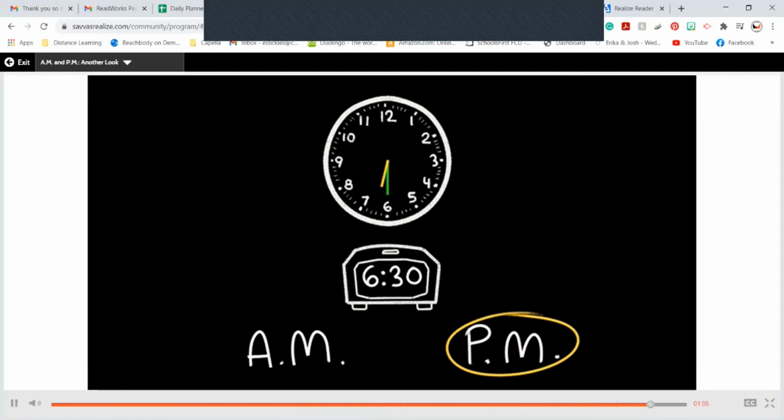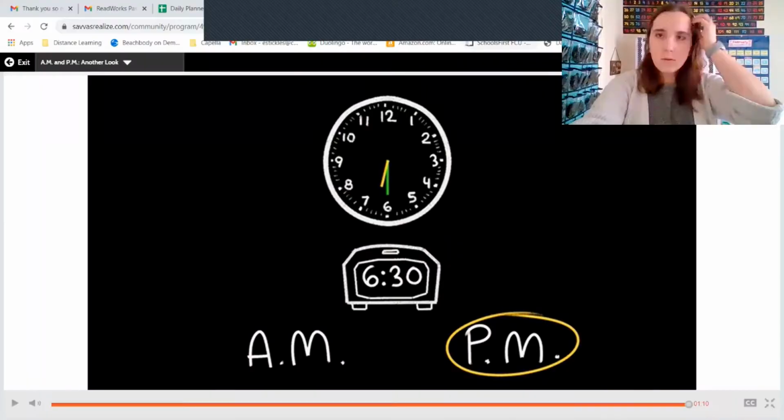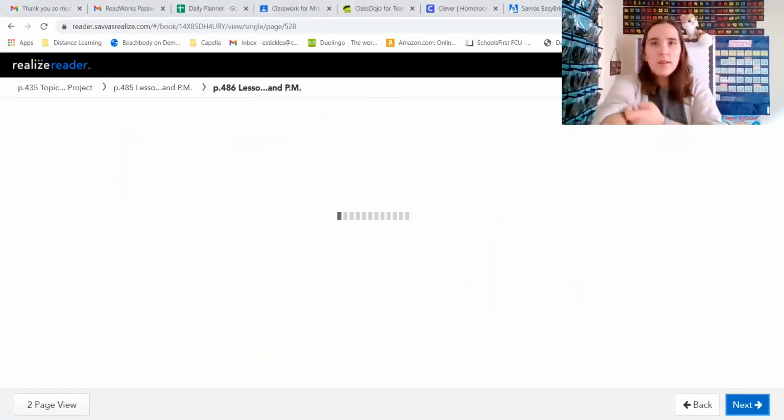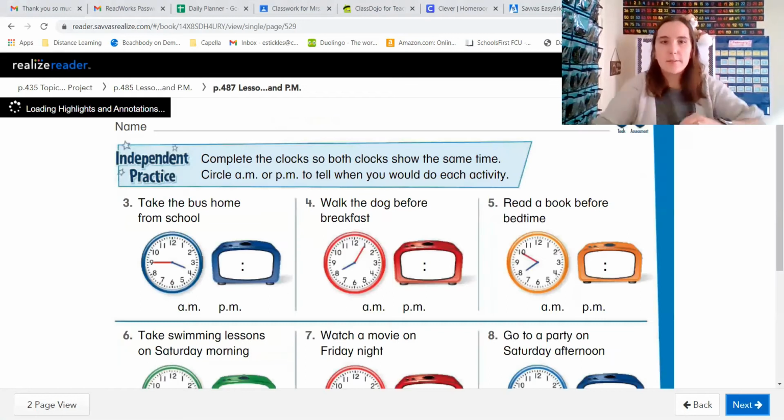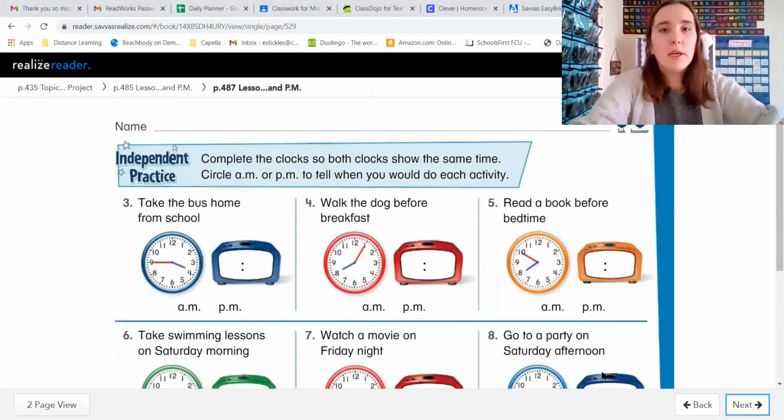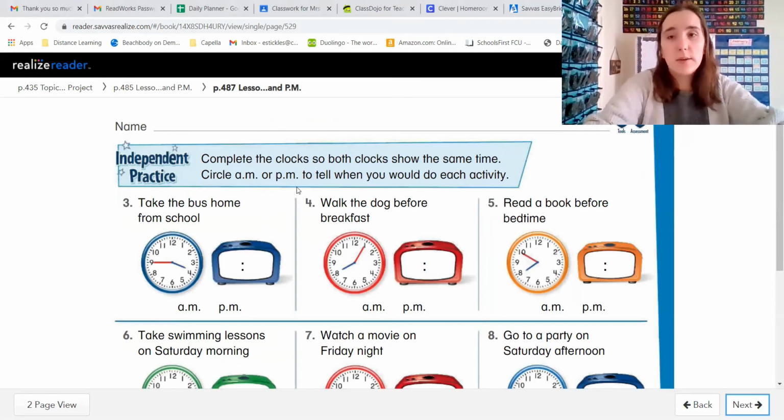Think of some other things you can do in the AM and in the PM, and write them down. Okay, let's keep practicing in our workbook. Let's turn that page, and then let's do number 3 together on this next page here. It says complete both of the clocks so they show the same time, then circle AM or PM to tell when you would do each activity. So the same thing that we were doing in our guided practice.